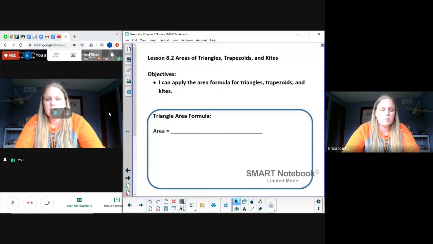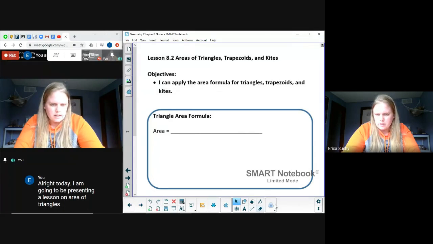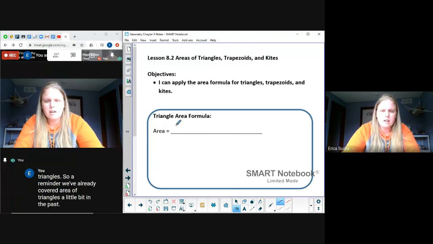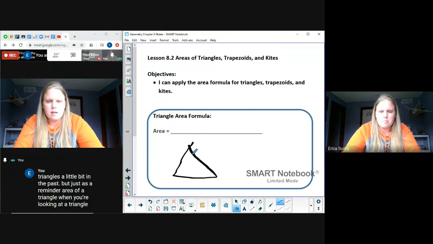Today I am going to be presenting a lesson on area of triangles. A reminder, we've already covered area of triangles a little bit in the past. When you're looking at a triangle, and forgive my sloppy handwriting here, we are looking at the base size of the triangle, and then how tall the triangle is, which has to be perpendicular to the base.